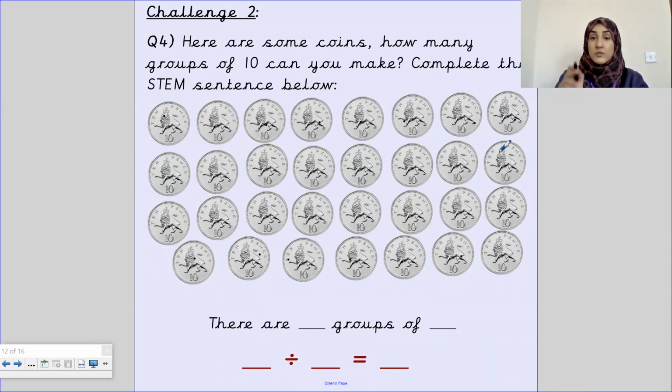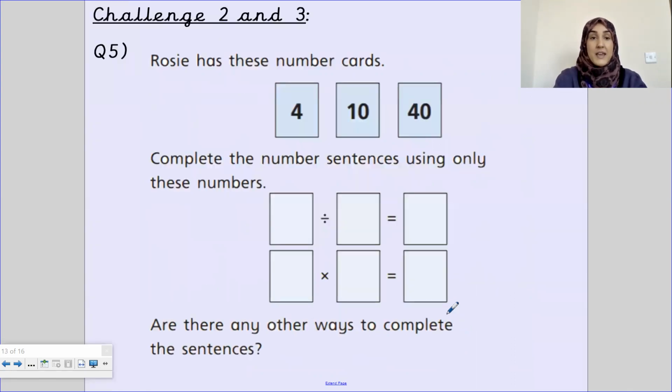So you need to count 10 coins and make a group, okay? And then please complete the division sentence along with this stem sentence. There are something groups of, it will be of 10. You need to count the amount of groups. Okay, next, this is for challenge 2 and for challenge 3.